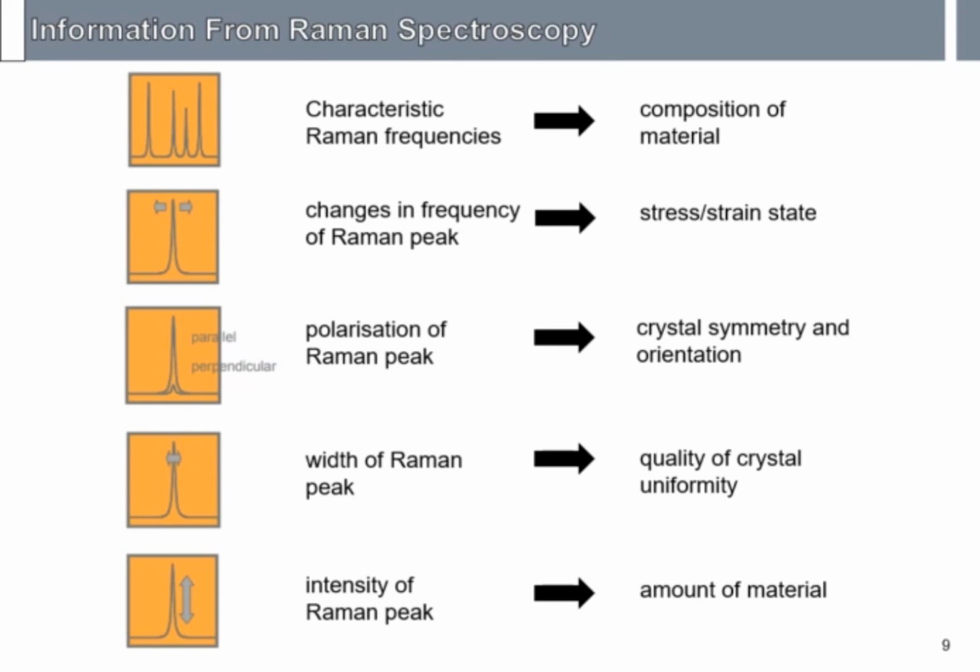The third one is that the polarization of the Raman peak can determine the crystal symmetry and the orientation of the molecules, whether the molecules form a cubic or a tetrahedral structure. The fourth is that the width of the Raman peak can determine the quality of the crystal uniformity. If the structure is very ideal, the width of the Raman peak is very small. And the last is that the intensity of the Raman peak can determine the amount of the material in the composition.